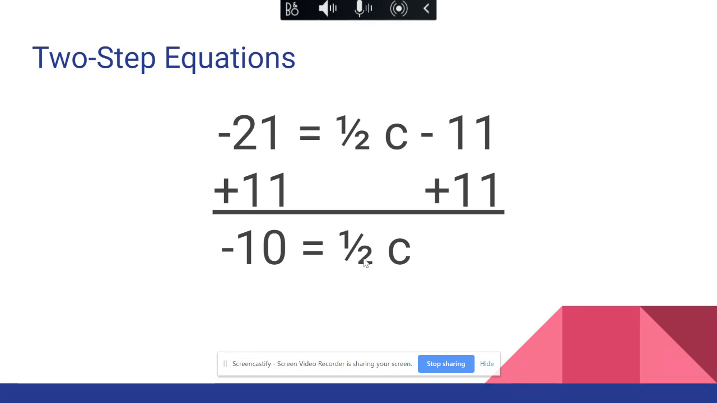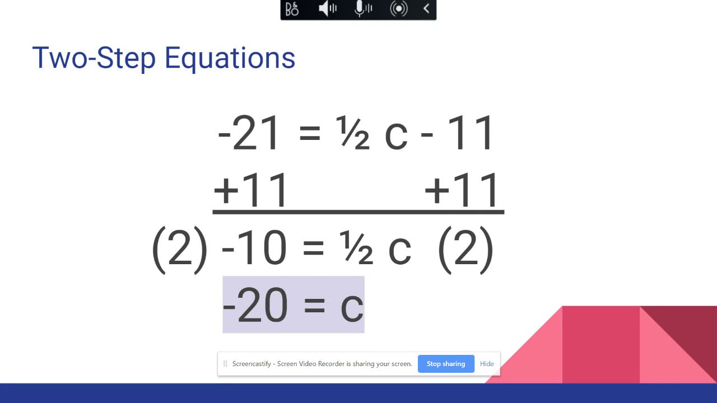2 divided by 1 is 2, right? So I'm having to multiply by the reciprocal, so I'm multiplying by 2. 2 is the reciprocal. Multiply by 2 on both sides.